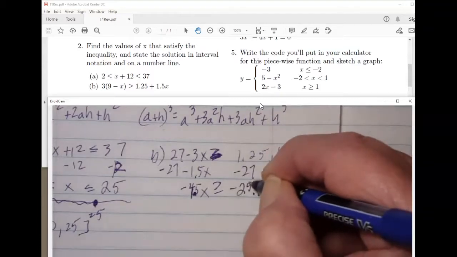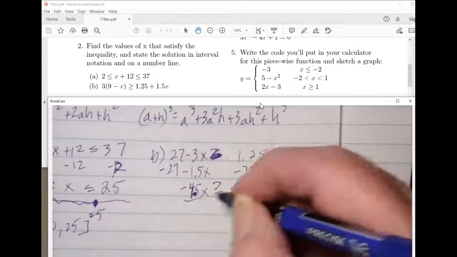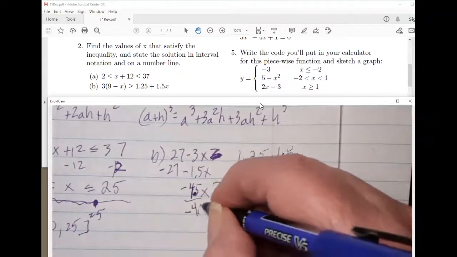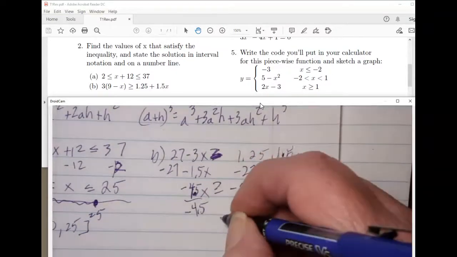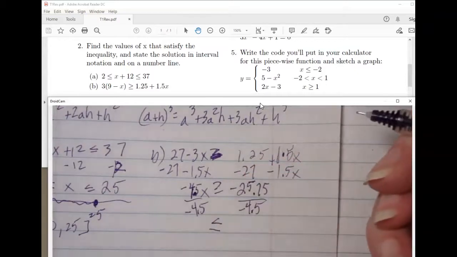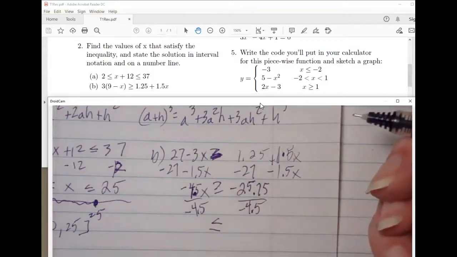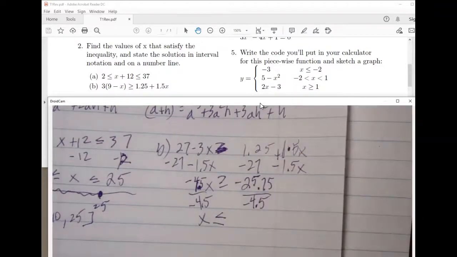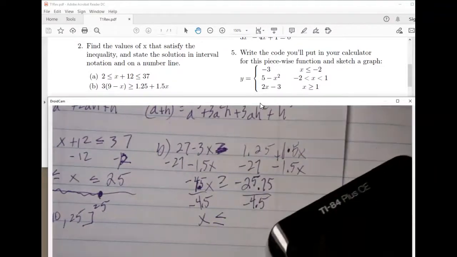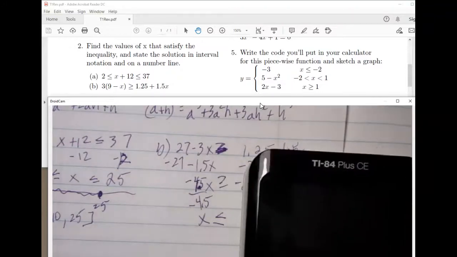Pick up your calculator if you need to. And then we'll divide both sides by negative 4.5. Now, because I divided by a negative, I do have to reverse the inequality. So I should have a less than or equal to now. So x is less than or equal to negative 25.75 divided by negative 4.5. I'm picking up my calculator.